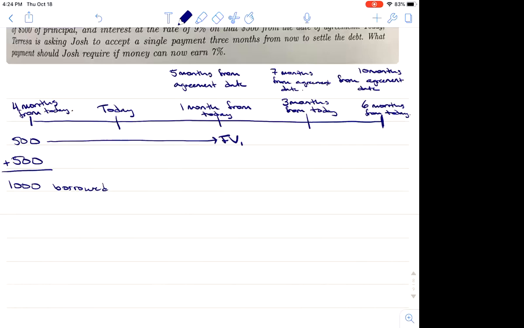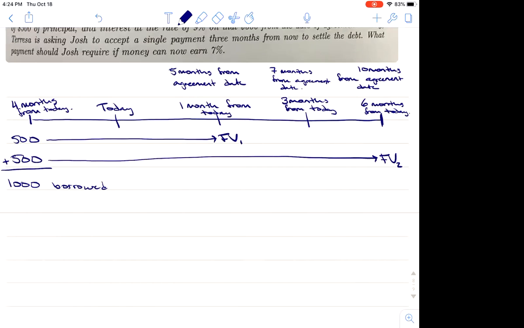So this would be future value 1. And then this next 500, I was supposed to repay back future value 2, 10 months from the agreement date. This was the original payment plan, right? So let's put our T's on here. So the T is the length of the arrow. So we know that the length of this first arrow is 5 months. And the length of the second arrow is 10 months.